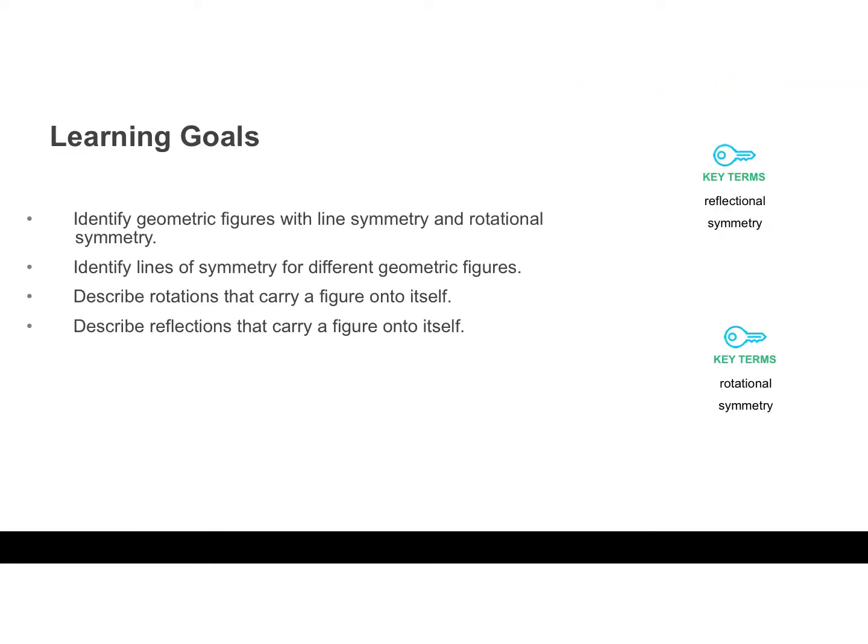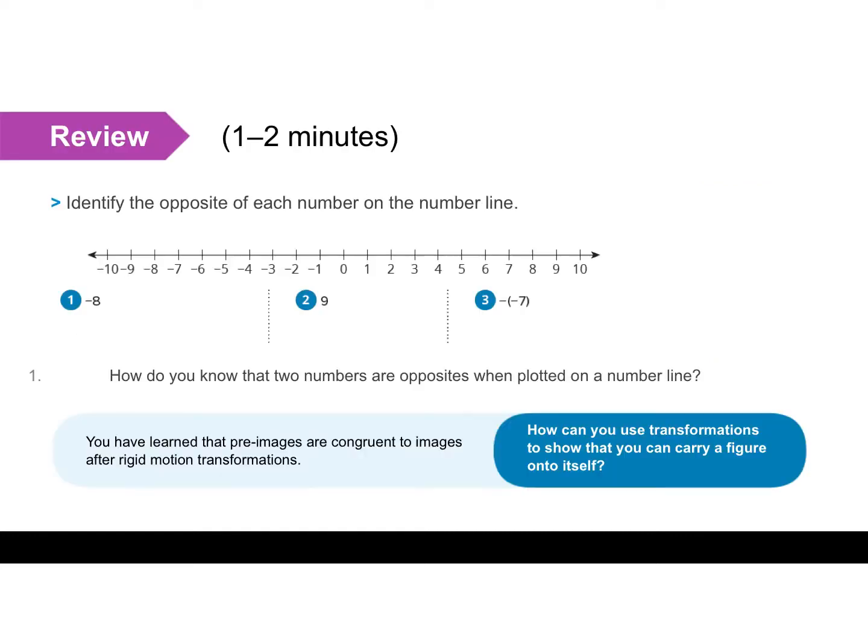So right here, it shows you your learning goals. You're going to identify geometric figures with line symmetry and rotational symmetry. Identify lines of symmetry for different geometric figures. Describe rotations that carry a figure onto itself. Describe reflections that carry a figure onto itself. These are just like your I can statements.